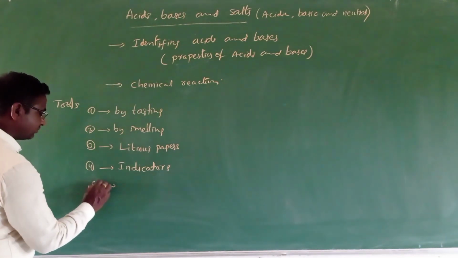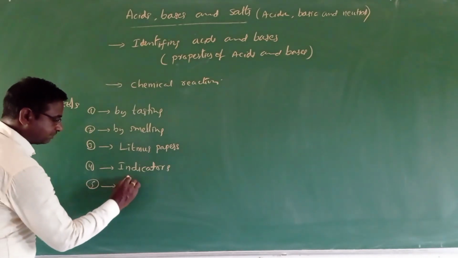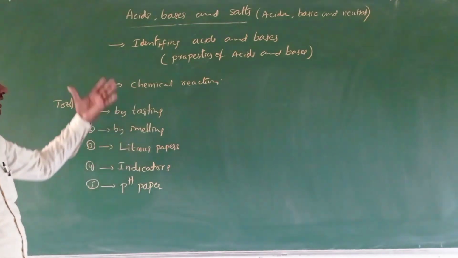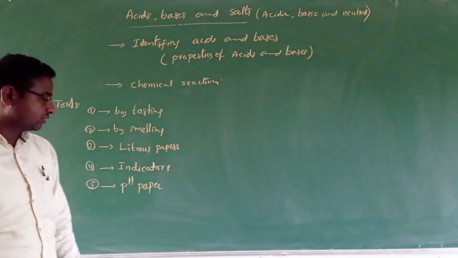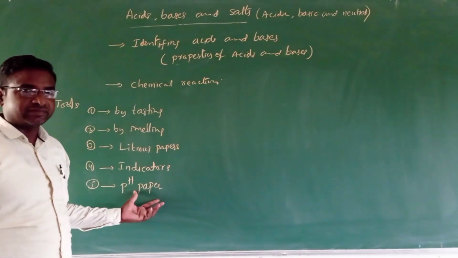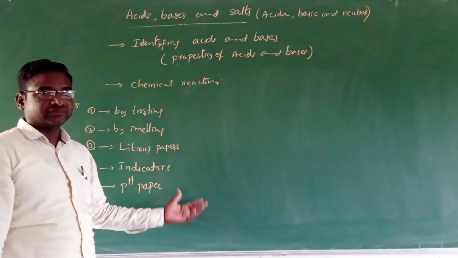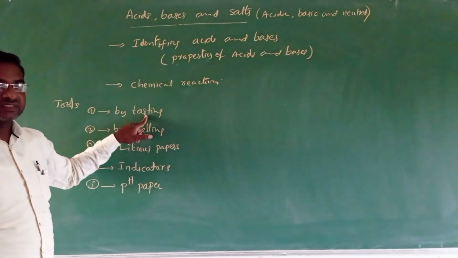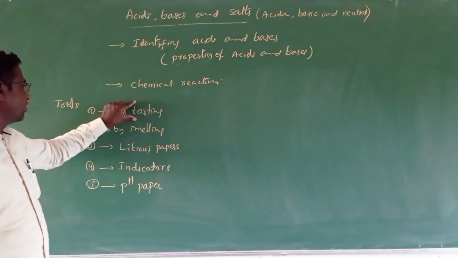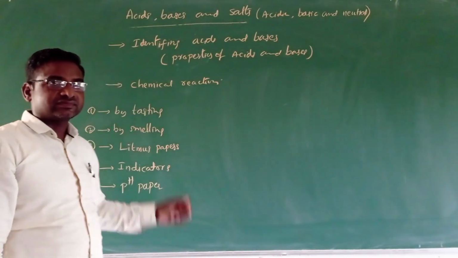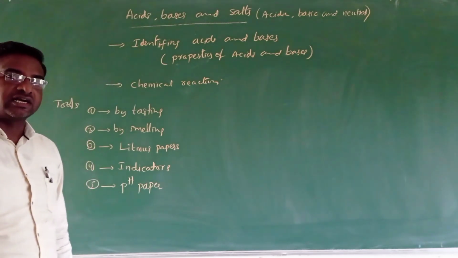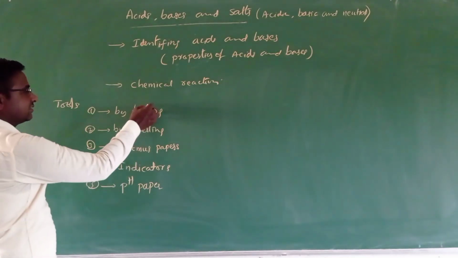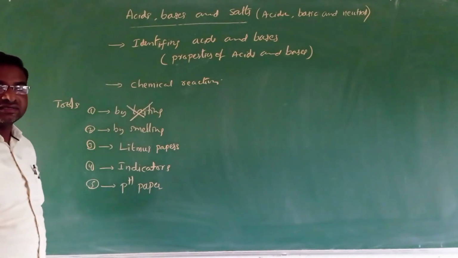Next, pH paper. With the help of pH paper we can identify whether the given compound is acidic, basic or neutral in nature. Here pH paper means we have the pH scale. First, tasting: this tool is not applicable for all compounds, because we cannot taste all compounds. So this tool is not used for all compounds.